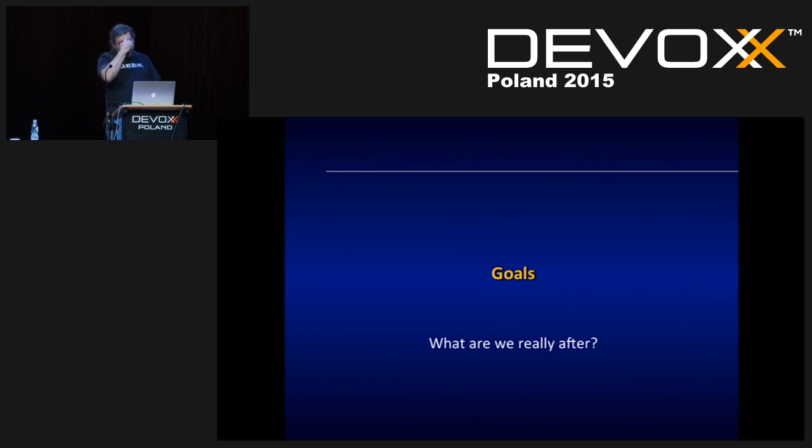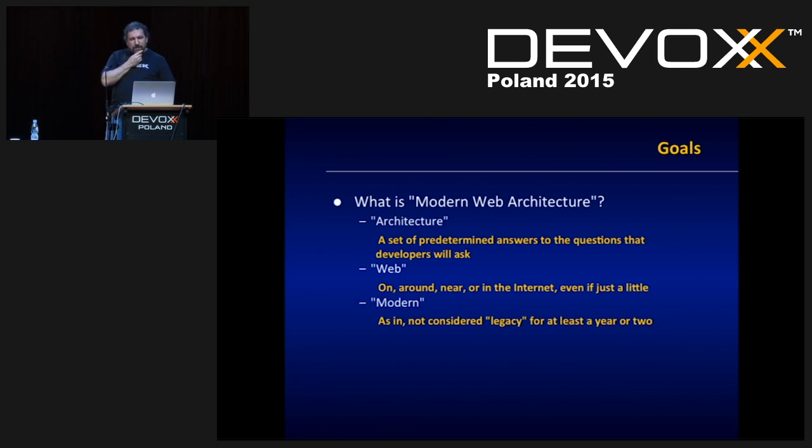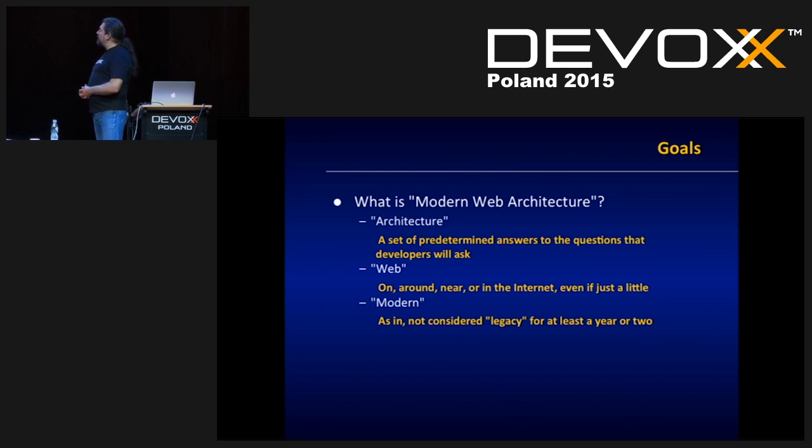So what are we really trying to get to? When we talk about modern web architecture, what am I really trying to drive to? Well, specifically, there's 3 parts to that statement. Architecture: a set of predetermined answers to the questions that developers will ask. That's really all that an architecture is. When a developer says to you, hey, what does your architecture look like? You need to be able to say, well, you do this, that, and the other thing, and that's how you work inside of this architecture.